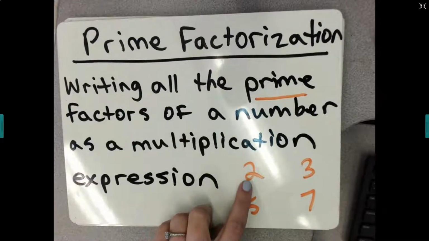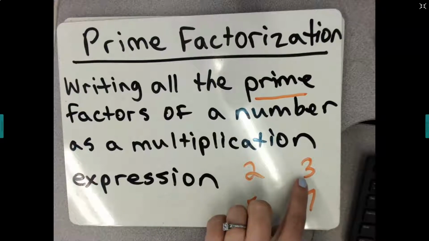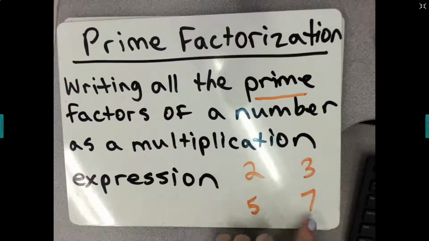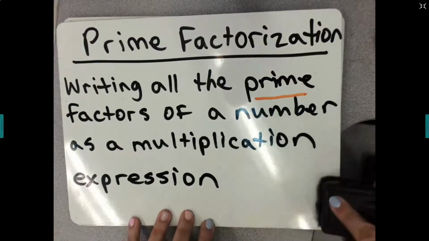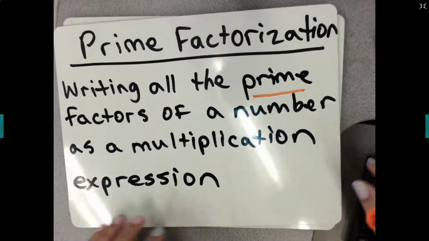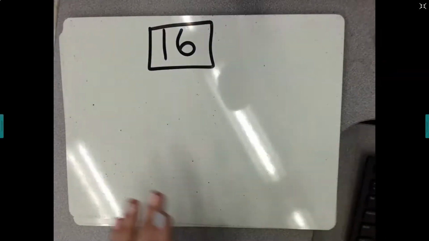So we have 2 is prime because it only has two factors, 1 and 2. 3 only has two factors, 1 and 3. 5 and 7, the same thing. You can actually write any number as a multiplication expression with its prime factors only. So let's look at a few examples. We'll start with some easier ones and then move on to a more difficult one.